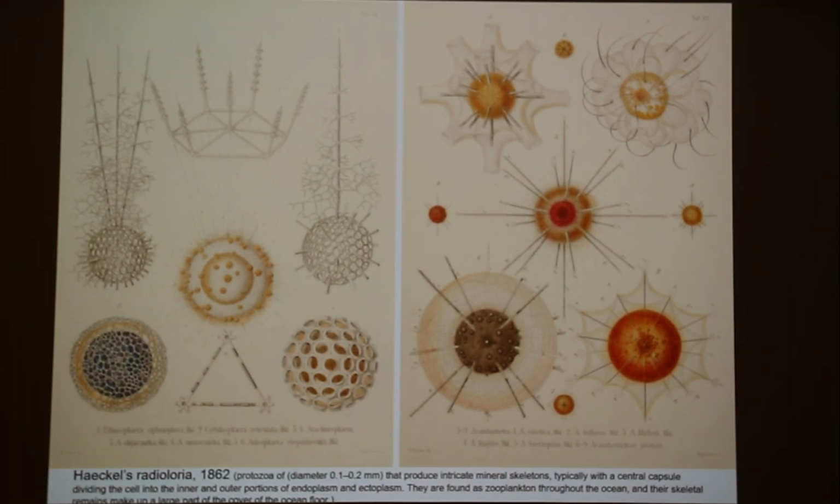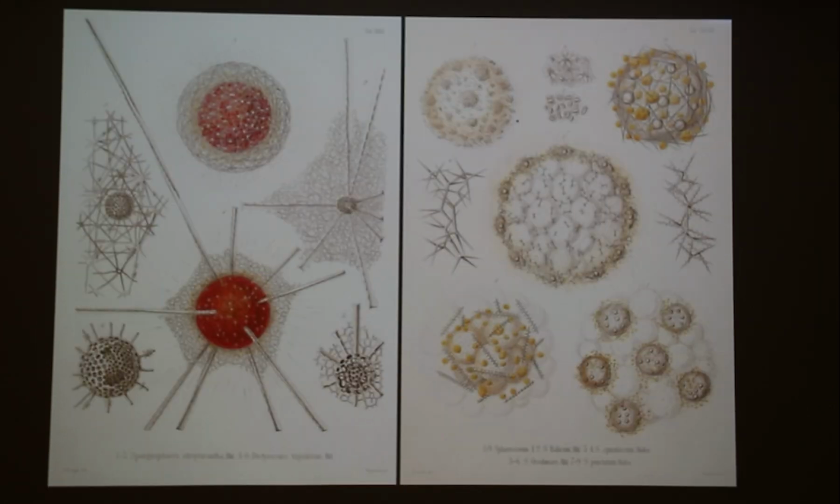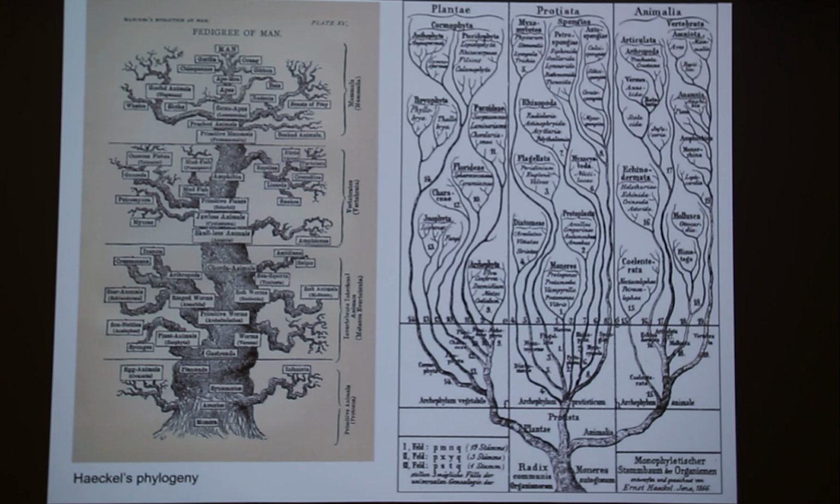So he is looking into radiolaria, which are these very, very tiny protozoa that produce mineral skeletons, and they are found as zooplankton throughout the ocean. And their remains make up the cover of the ocean floor. So what is this tiny creature doing in its surroundings? What is its role? And what is its form? What is its structure? And through these studies and through the definition of ecology, basically he develops phylogeny, or the relationship of species to each other. And significantly, in his phylogeny, they all come together.